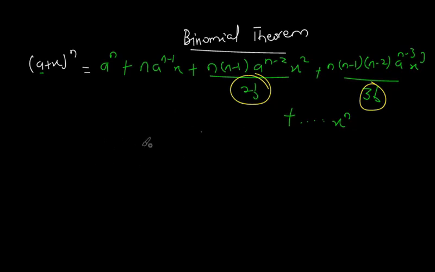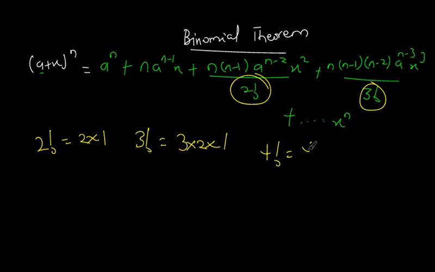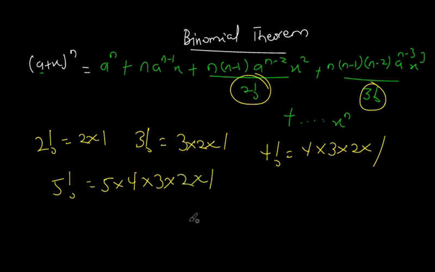So what is factorial at all? Factorial is very simple. 2 factorial means 2 times 1. 3 factorial implies 3 times 2 times 1. 4 factorial is 4 times 3 times 2 times 1. Hey, this one is too long. 5 factorial is 5 times 4 times 3 times 2 times 1.